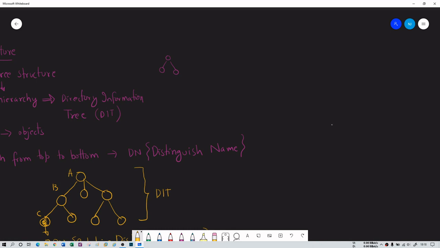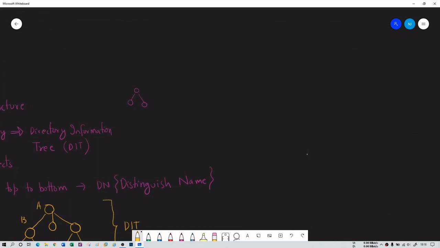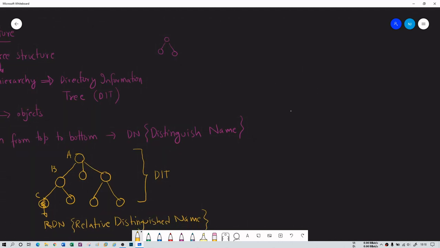So in the same directory structure, let's understand a few more things. If this is a tree, by the way, refer to this tree. Here this A, if you can see, is basically a root. So A is a root, a top level. There are different types of root available in a directory structure. Some of them: C is known as country. You will also find OU, which is organizational unit. And I'll explain what this organizational unit looks like.